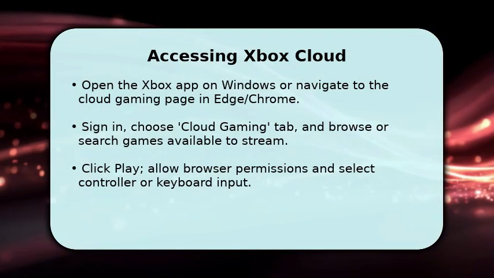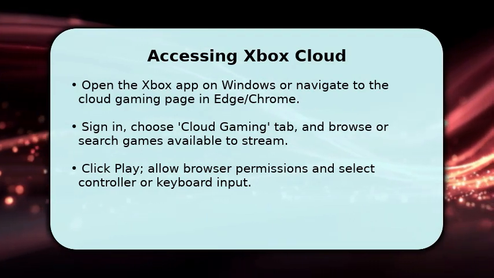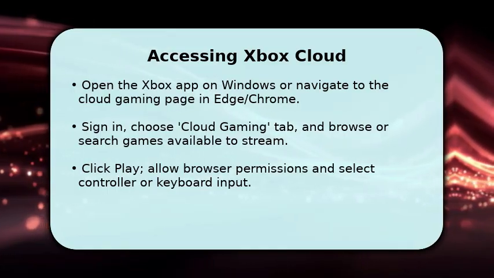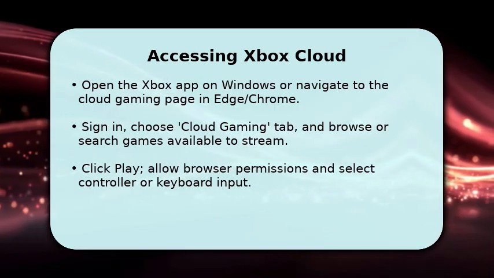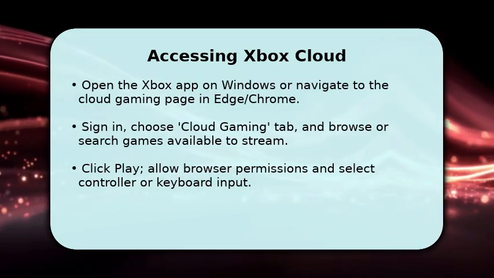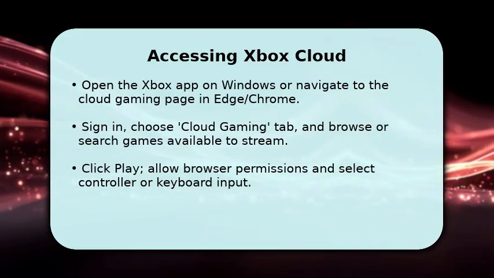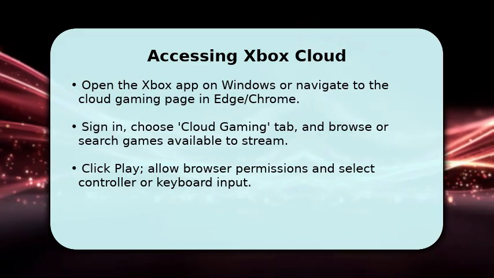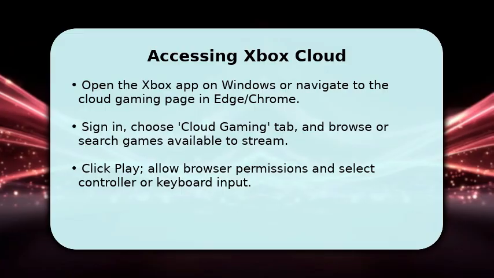Once done with the basics, open the Xbox app or go to the cloud gaming page in your browser. Sign in if you haven't already, then choose the Cloud Gaming tab. This lists titles you can stream instantly. You'll see statuses like Ready to Play, pick a game, and click Play. Allow any required permissions for microphone or inputs, and then select your controller or keyboard. Streaming begins on remote hardware, so make sure your local input mapping is correct before launching.